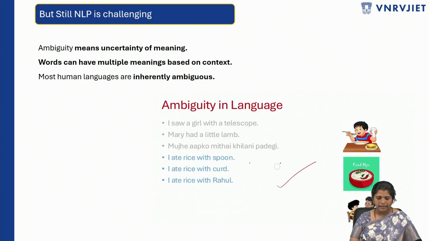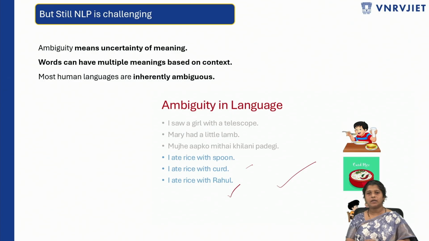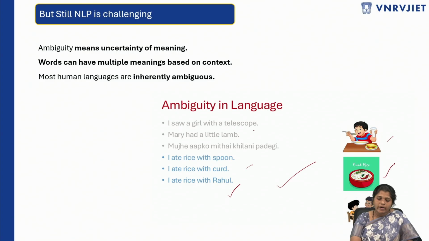Next, I ate rice with curd. I ate rice with Rahul. So here, is it with the friend Rahul, or is Rahul being specified as the curd rice? What is he talking about? I saw a girl with a telescope. Is it with the telescope that the particular person is visible, or is he also seeing a girl along with the telescope? So, Mary had a little lamb.